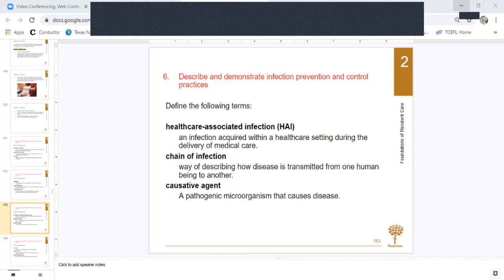So number one, if we take the COVID-19 example, we're going to talk about something called the chain of infection. What is a causative agent? Is it a virus? Is it a bacteria? A protozoa? A fungus? What is a causative agent? In this case, we have COVID-19. That's what they call the coronavirus.